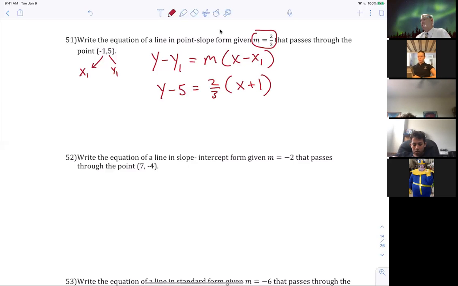Look how simple, guys. That's just a review. There's nothing else. Write the equation in point slope form. That is your answer. You can distribute if you want to be wrong. Or you just leave it like that, and you can be correct. All right, here we go.